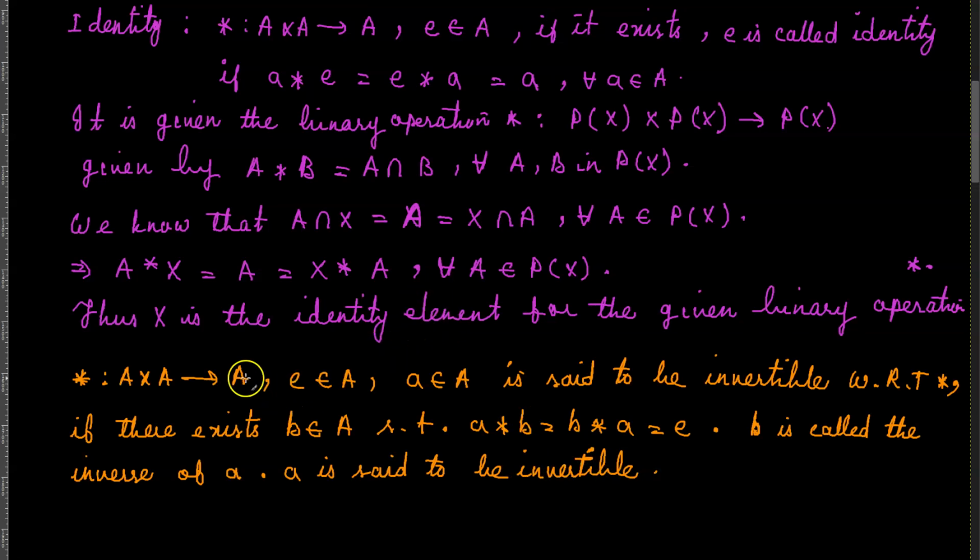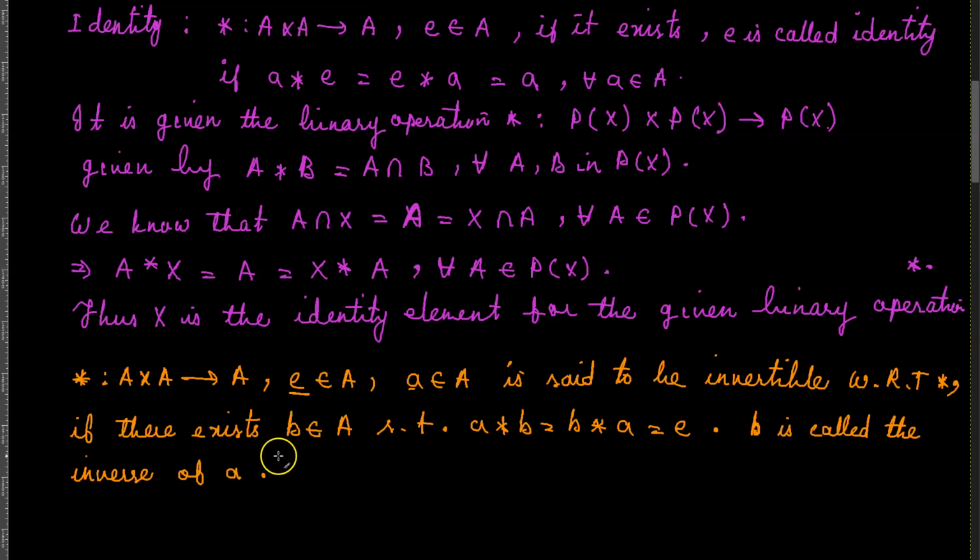So what that means is that you have a binary operation star on a set A, and the identity element exists in A. So A belonging to A is said to be invertible with respect to star if there exists a B belonging to A such that A star B is equal to B star A is equal to E, the identity element. B is then called the inverse of A.